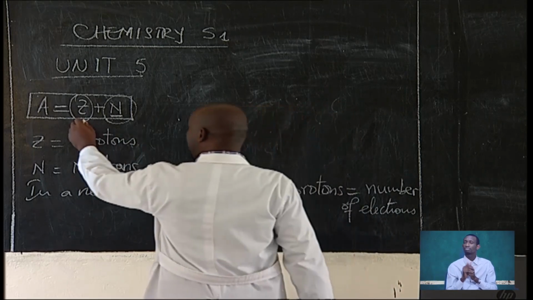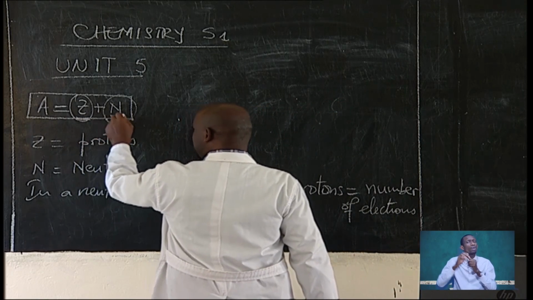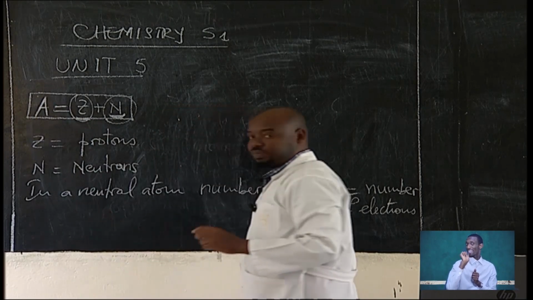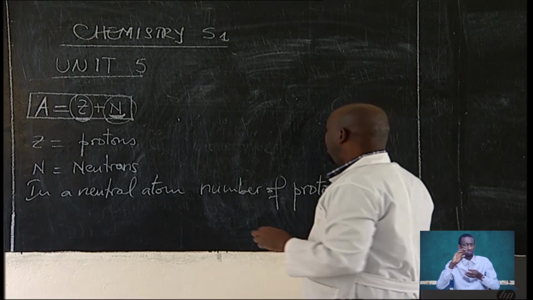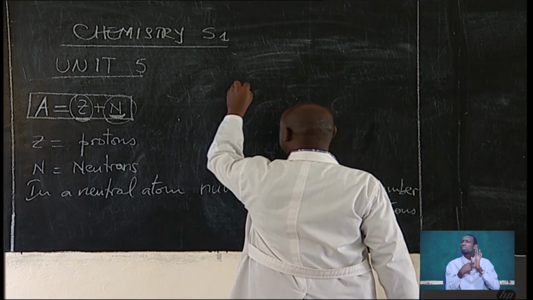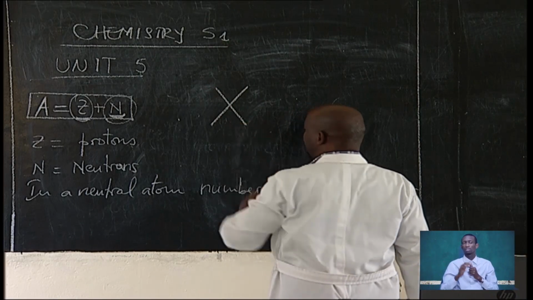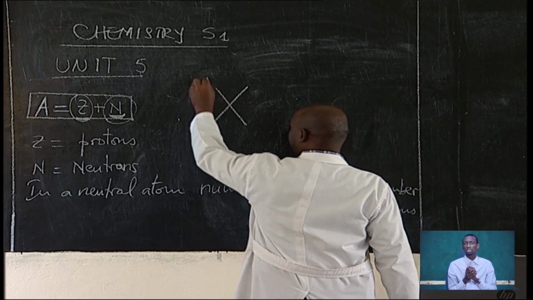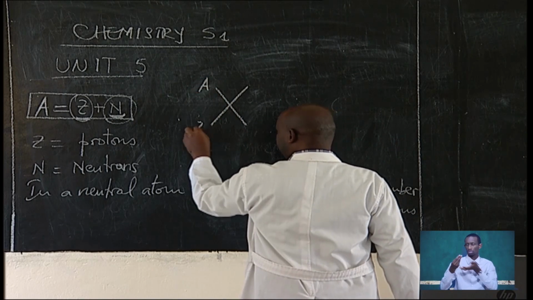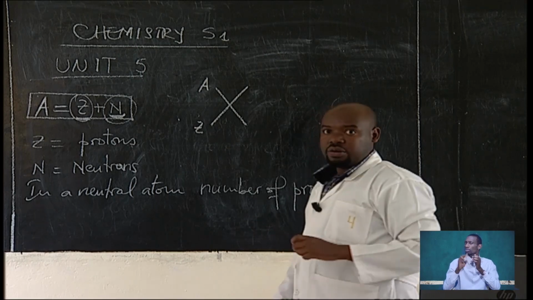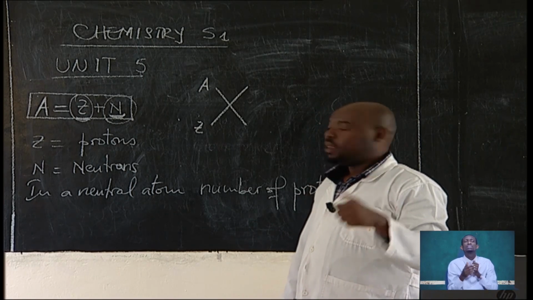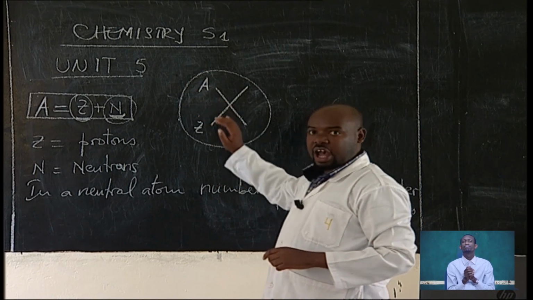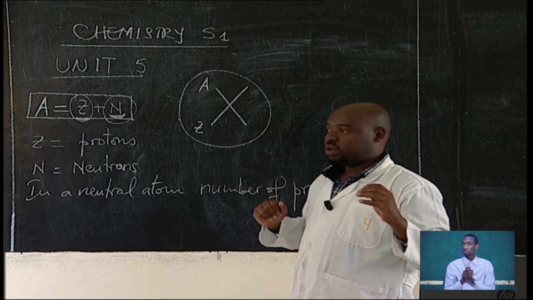And when we add the number of protons to the number of neutrons, we get the mass number, which is represented by letter A. And if you want to represent an element, you use X, which stands for the chemical symbol of a given element. And here we have the mass number, while on this side down we have the atomic number. So this is the general representation of a given element whose mass and atomic numbers are known.